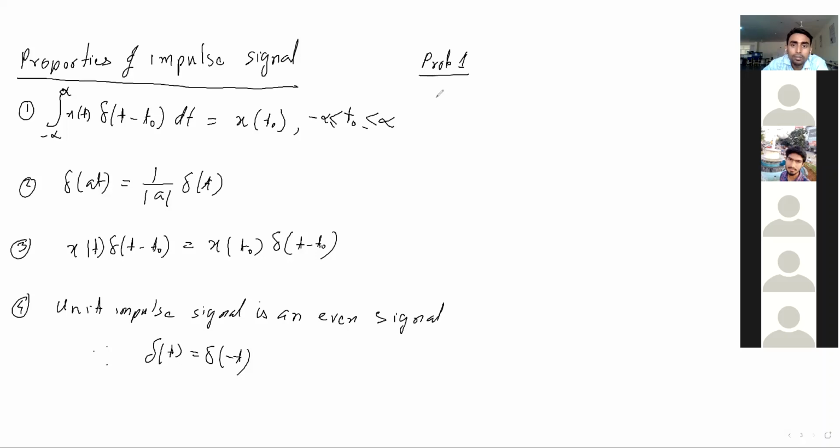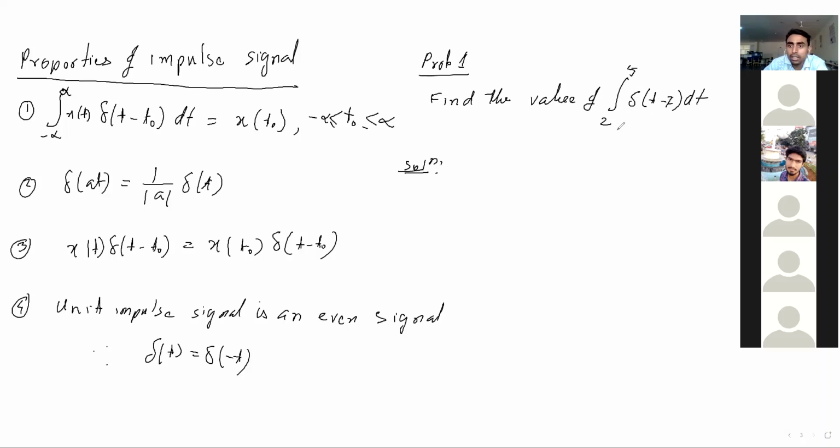Problem 1. Find the value of the integration from 2 to 5 of δ(t - 7) dt. So what is the value of this? That is what they are asking.